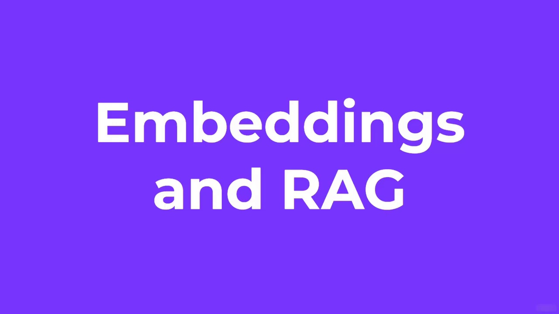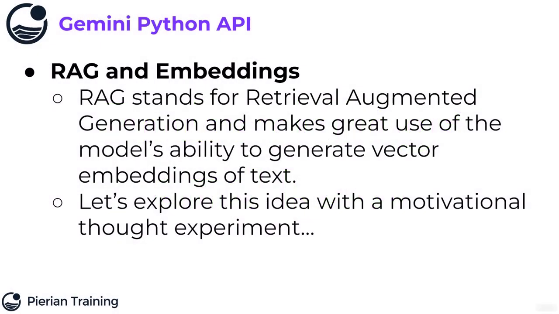Welcome back, everyone, to this section of the course where we're going to be focusing on vector embeddings and how I can use them for RAG. RAG stands for Retrieval Augmented Generation, and it makes great use of the model's ability to generate vector embeddings of text. It's a simple idea, but a very clever one.